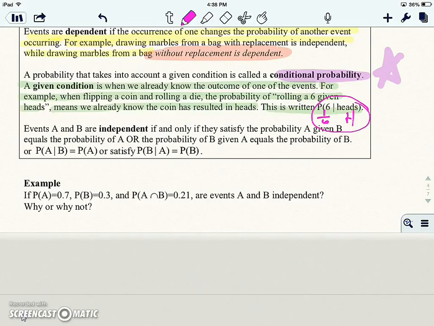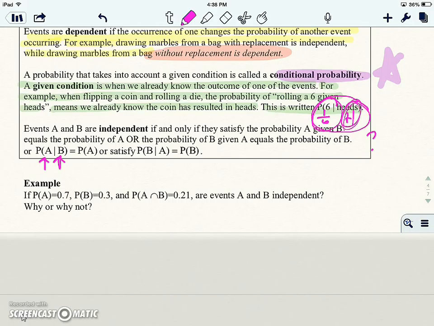So here's my definition for that. Events A and B are independent if and only if they satisfy the probability of A given B equals the probability of A, or the probability of B given A equals the probability of B. This is the deal. If we know B happened, we still have the probability of getting A. It's exactly the same. So probability of getting a 6 was 1 out of 6. There's one 6 out of the numbers 1, 2, 3, 4, 5, 6. That didn't change once I found out I had a head.